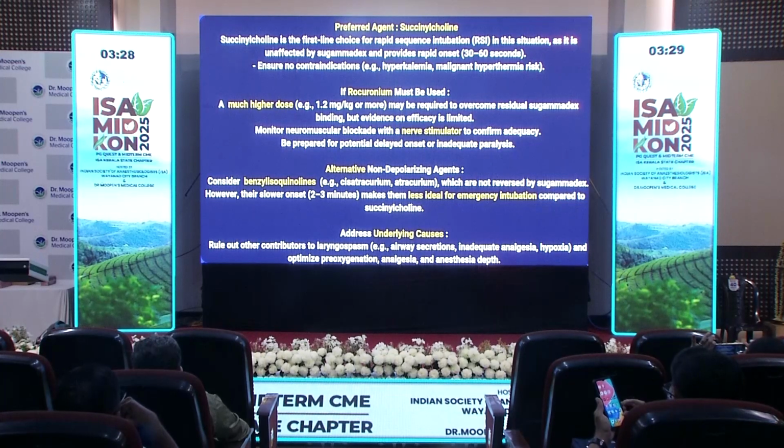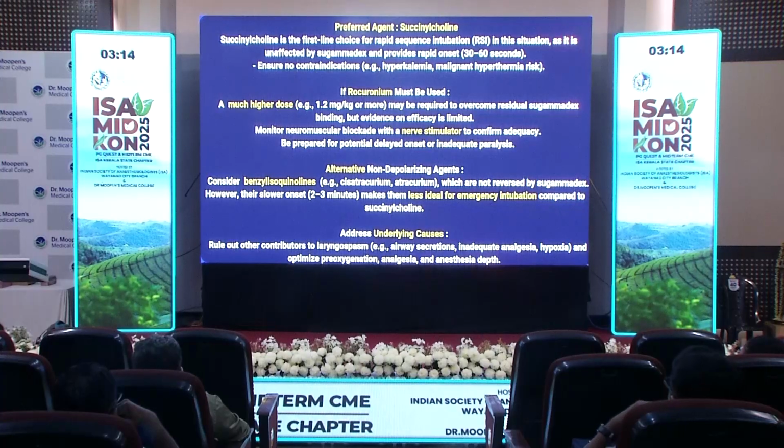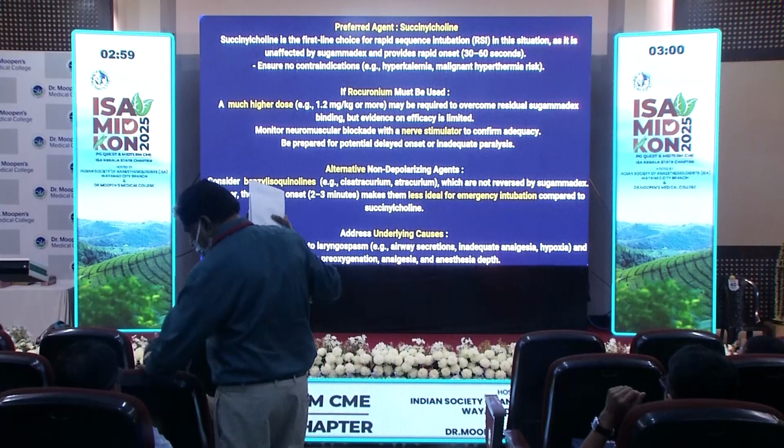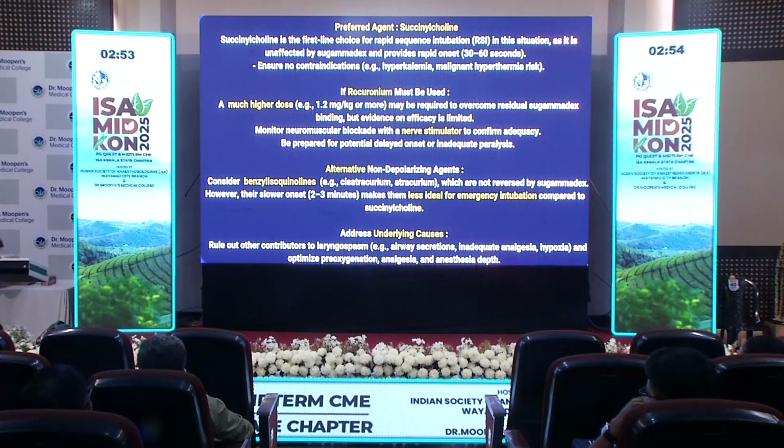Succinylcholine, our good old succinylcholine is the first choice drug, which will act for 30 to 60 minutes, but make sure your patient doesn't have any contraindication for succinylcholine like hyperkalemia or malignant hyperthermia. And if you still want to use rocuronium to break the laryngospasm, you can go ahead at a dose of 1.2 mg per kg or more and monitor your patient with a nerve stimulator, but keep in mind the onset will be slightly delayed. Alternatively, you can use other benzylisoquinolinium agents like cisatracurium or atracurium at a higher dose, but again the onset will be delayed. Always try to find out any other underlying cause for your laryngospasm. Laryngospasm can mimic many other conditions.